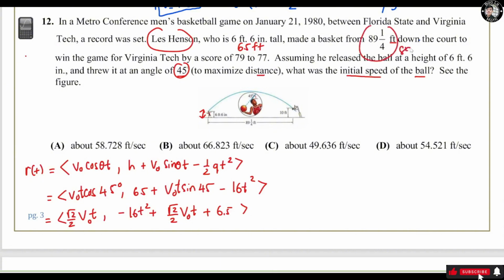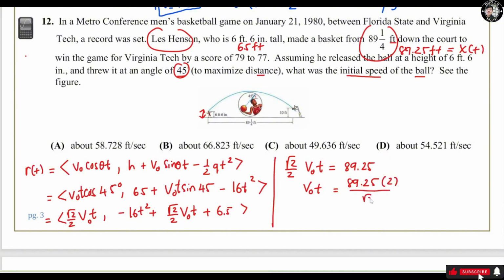It's going to be 89.25 feet. This is actually the value of S of t, so we substitute over here. So we have root 2 over 2 V0 t equals 89.25. So then V0 t equals 89.25. Multiply both sides by 2 over root 2, so this times 2 over root 2.